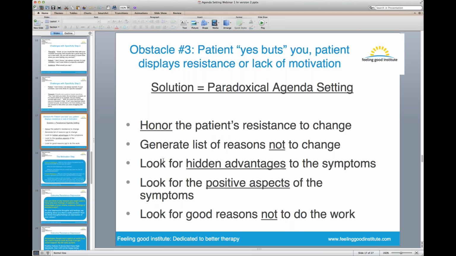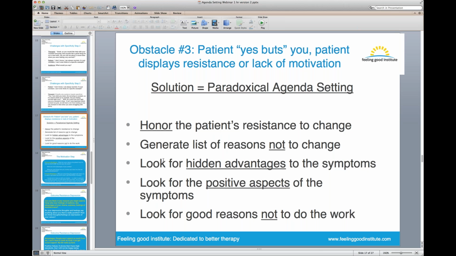We're going to generate a list with the patient collaboratively of good reasons not to change. We're going to look for hidden advantages to the patient's symptoms. We're going to look for positive aspects of the patient's symptoms, not just how they're working for them, but what they show about the patient that's beautiful or honorable or really valuable.